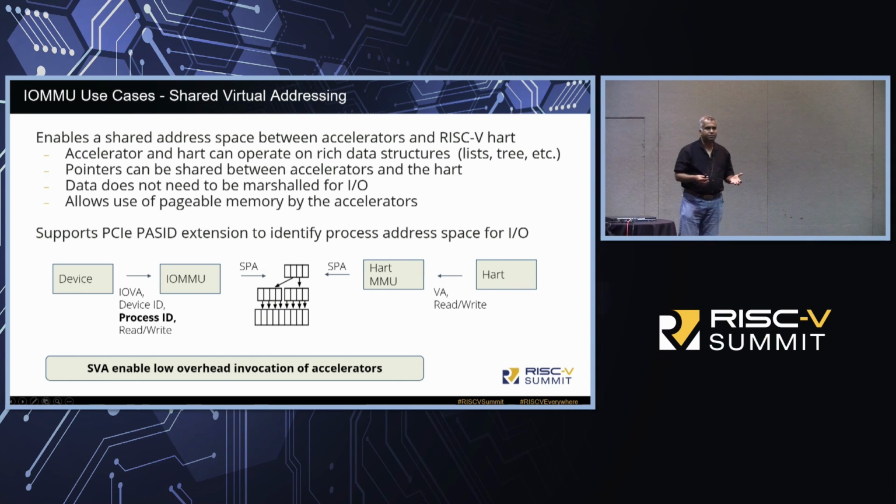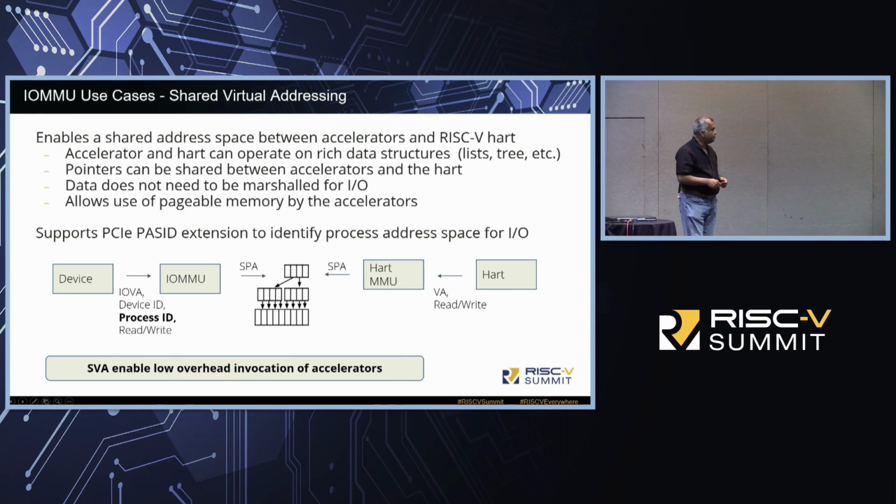Sharing pointers can be useful because now you can make the accelerator operate on rich data structures such as linked lists and trees. Without being able to share a pointer, you will have to marshal the data, package it up in an alternate format for the accelerator to work, and then when the accelerator is done its job, put it back in the format where the hart can work upon it. Now, this ability to share pointers unlocks a whole new use case where you can have fine-grained offload of work to the accelerators, and you could even do this offload directly from user space without needing to involve the supervisor.